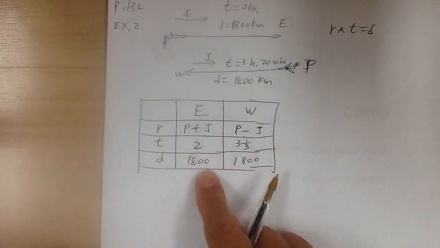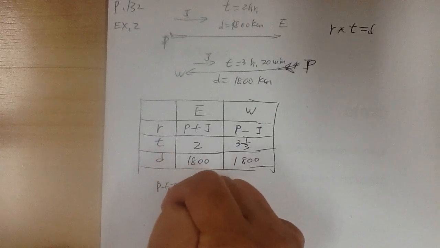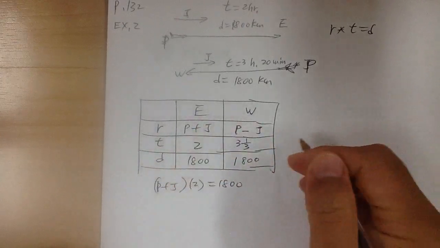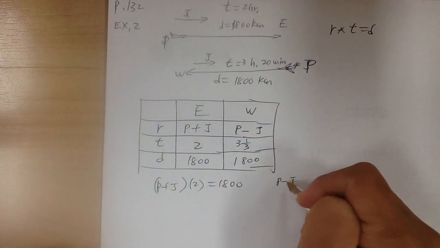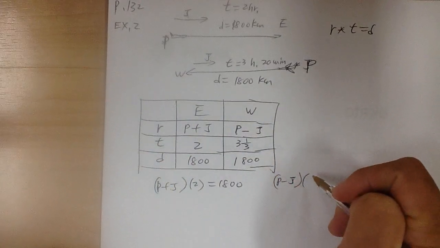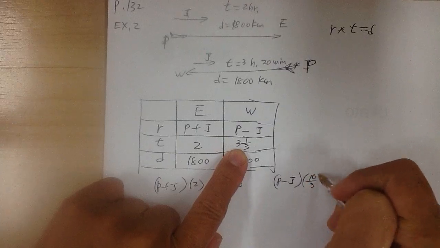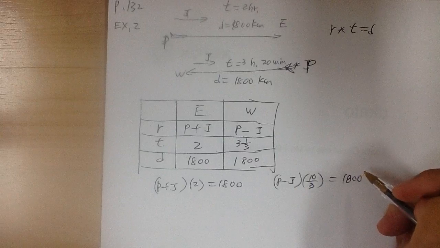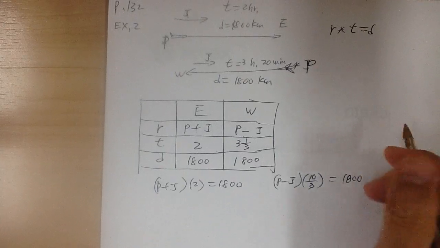So now you can write down your formula. You have P plus J times 2 equals 1,800. That's for east. Coming back, you have P minus J times 10 over 3, making it into an improper fraction, equals 1,800. So now you have to solve two equations.